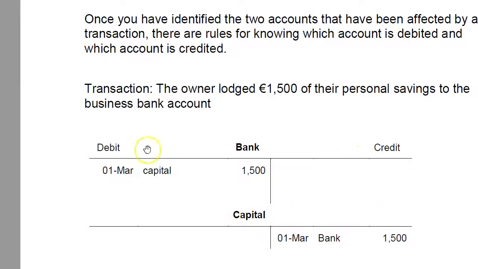And it's the same with capital. The debit side is always the left and the credit side is always the right. Here's a transaction. The owner lodged 1,500 of their personal savings to the business bank account.